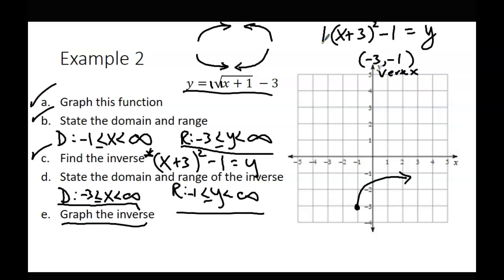So now let me ask you again. Happy face or sad face? Happy face, because that one's positive, right? So since this is a positive A, we have a happy face. So let's graph it. Ready? Left 3, down 1. Left 3, down 1.